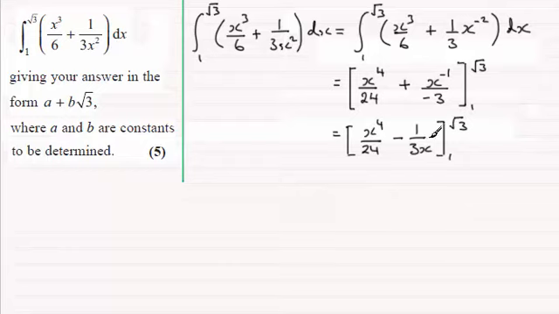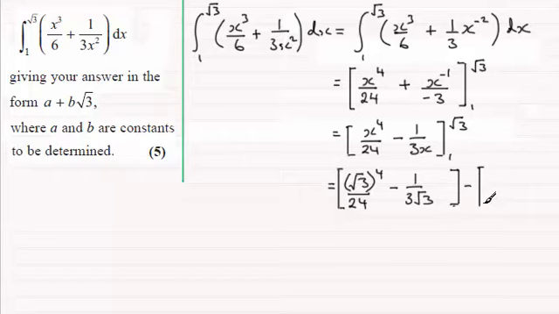Now we substitute root 3 in for x and subtract what we get when we substitute 1 in. So we're going to have root 3 to the power 4 divided by 24, and then next we're going to have minus 1 over 3 root 3. Let's put that in square brackets there. Okay, and then minus, and then put the 1 through, so we're going to have 1 to the power 4, well that's simply 1, and that's 1 over 24. And then we've got minus 1 over 3 when x is 1, minus 1/3.